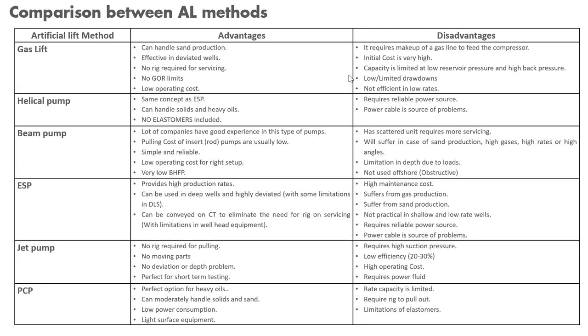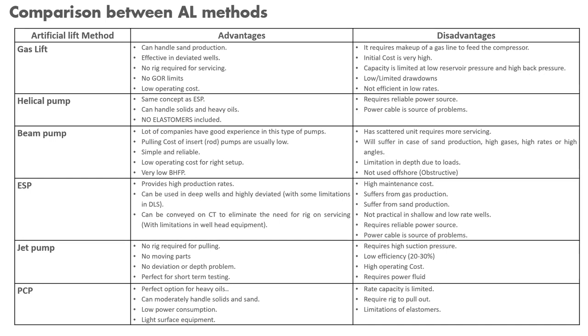Same for the jet pump, it requires an integral casing as well. The capacity is limited at low reservoir pressure and high back pressure. For example, the only parameter that you play with in a gas lift system is the density of the produced fluid. So the reservoir pressure should be capable of producing at least enough to overcome the new hydrostatic pressure and the wellhead flowing pressure, in addition to the friction.